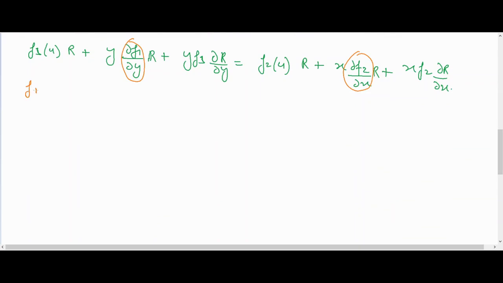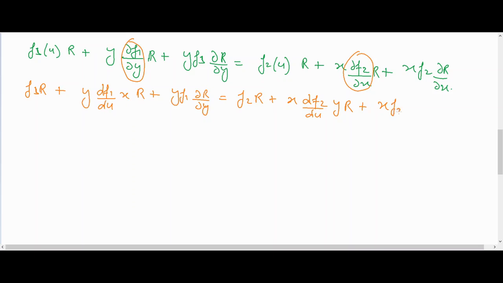So this will be f1 r plus y, so this will become df1 by du, and then du by dy, which is actually x, and then r plus y f1 del r by del y is equal to f2 r plus x. This will become df2 by du, and du by dx will be y r plus x f2 del r by del x, right?